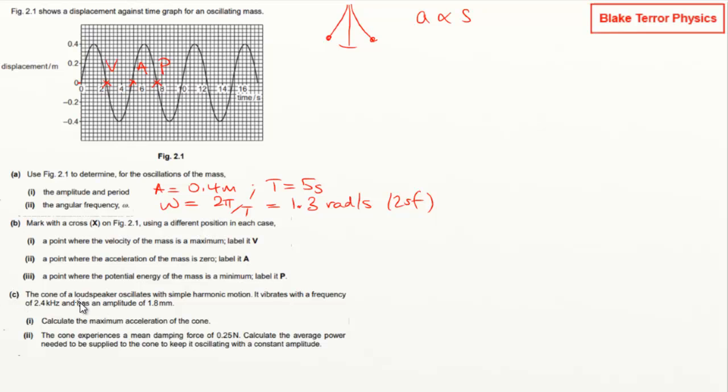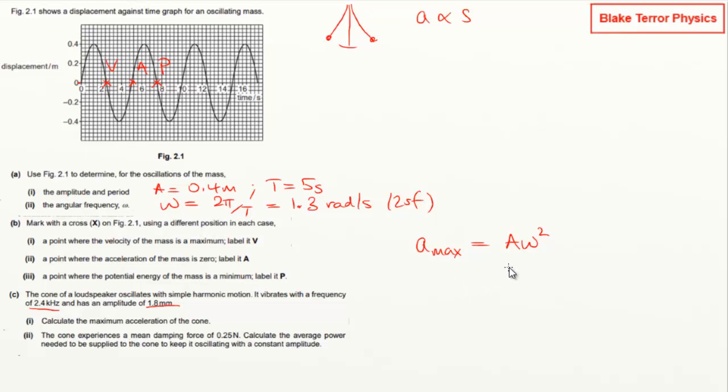Right, last part. A cone in a loudspeaker oscillates with SHM, vibrates with a frequency of 2.4 kilohertz and an amplitude of 1.8 millimeters. Calculate the maximum acceleration of the cone. So a max is A omega squared. This we'll be familiar with from all of our analysis of SHM. It's in the formula booklet, but it's also something we've been through on one of the previous videos explaining all of that.